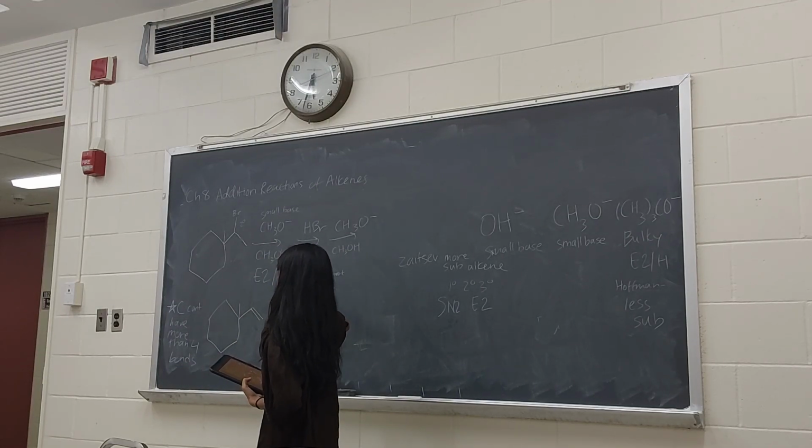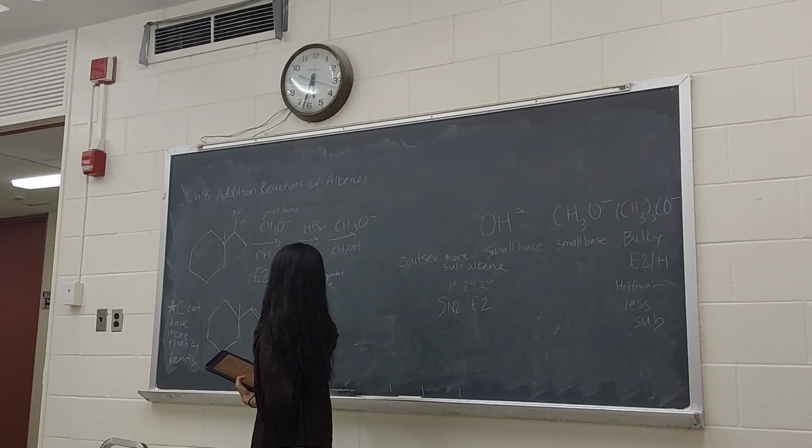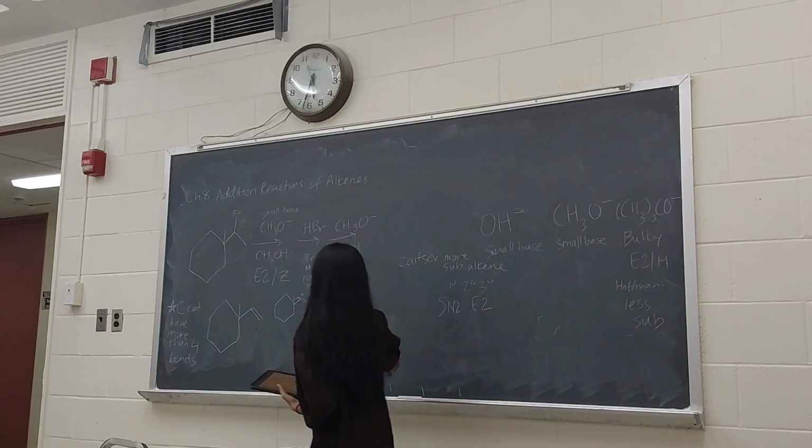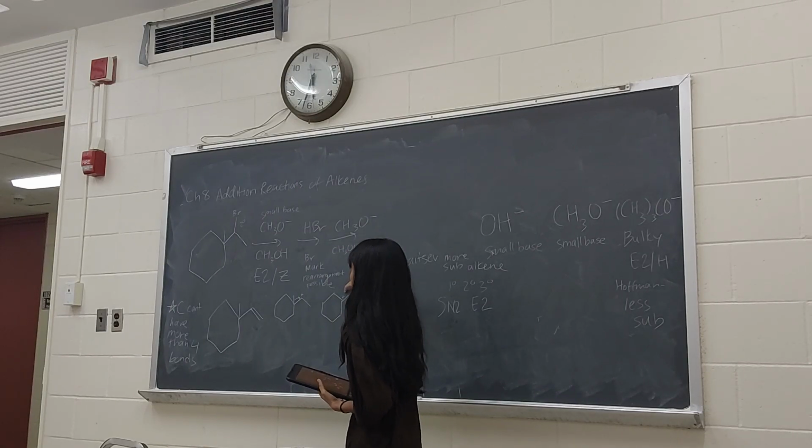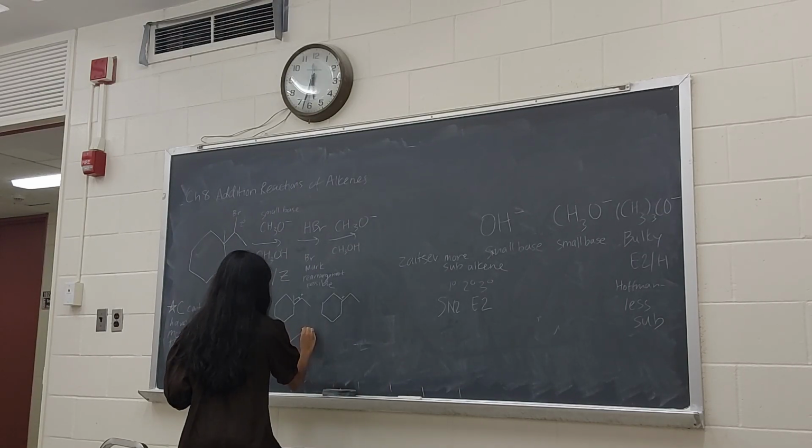carbocation is going to go here, and since it's secondary, and if it moves here it'll be tertiary, we're going to shift the methyl. So it'll be here. And then the Br is going to attack the carbocation, and you're left with this.